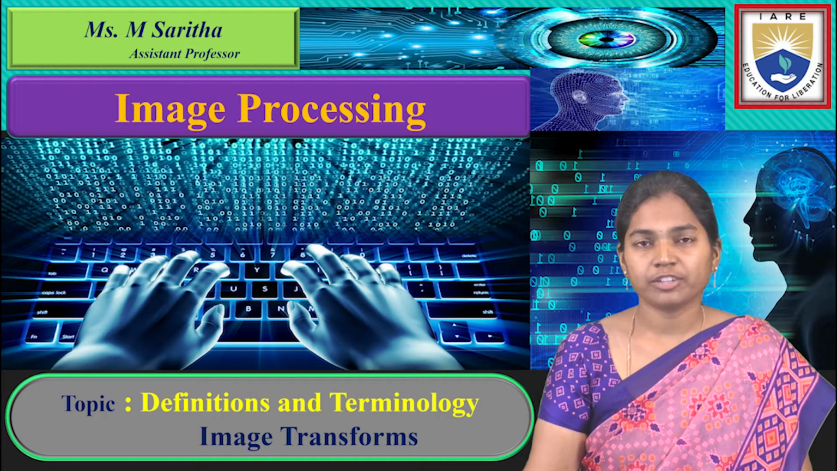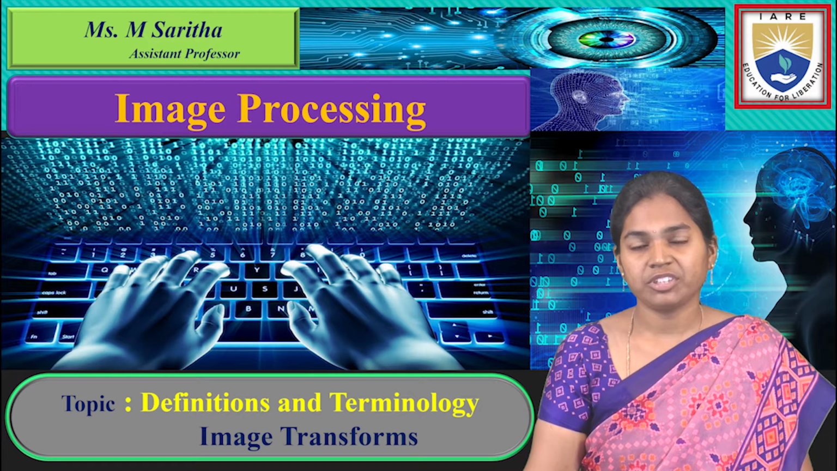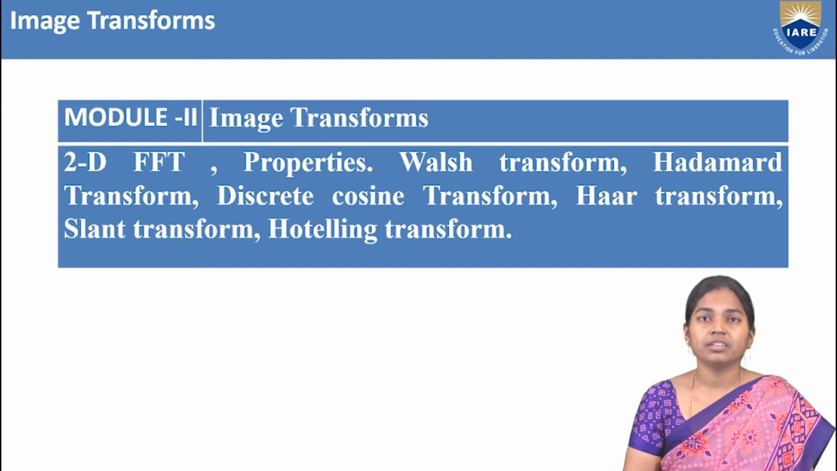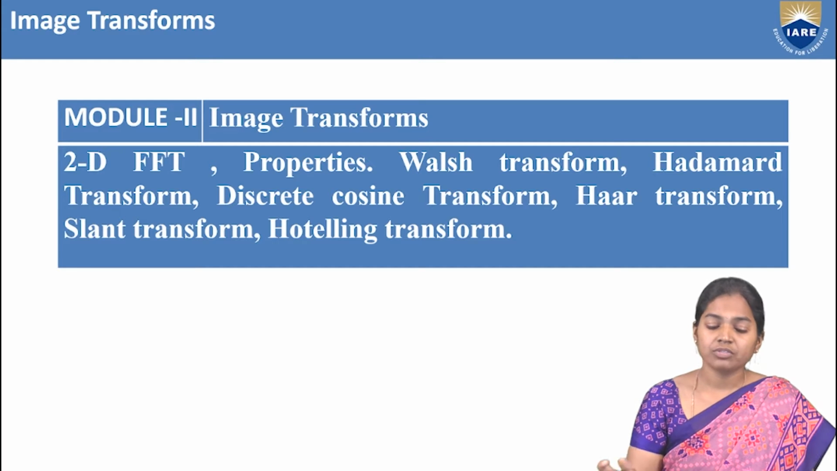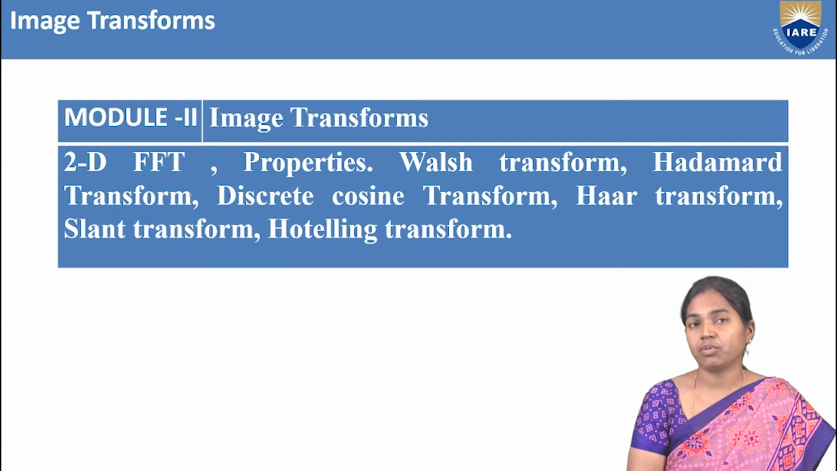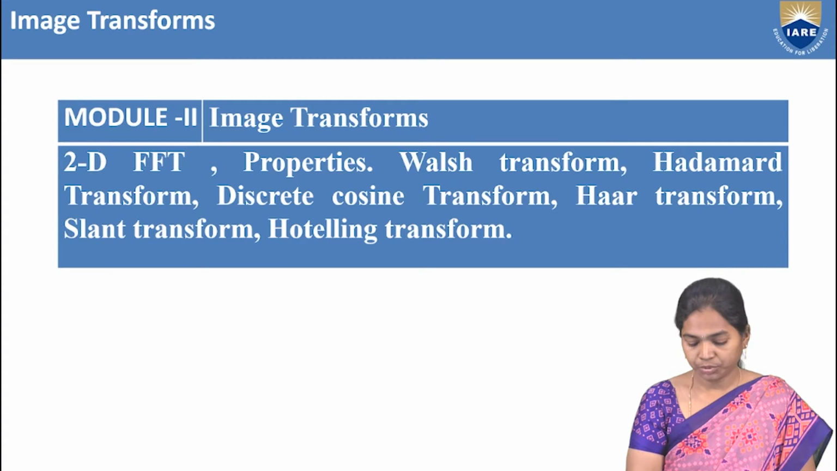Today's session I am going to explain the definitions and terminology of Module 2. Module 2 is image transforms. In this module we have the 2D FFT, fast Fourier transform properties, and based on the properties we have a number of transforms: Walsh transform, Hadamard transform, discrete cosine transform, Haar transform, slant transform, and Hotelling transform. So in this two-dimensional fast Fourier transform, what are the properties involved in the 2D FFT?